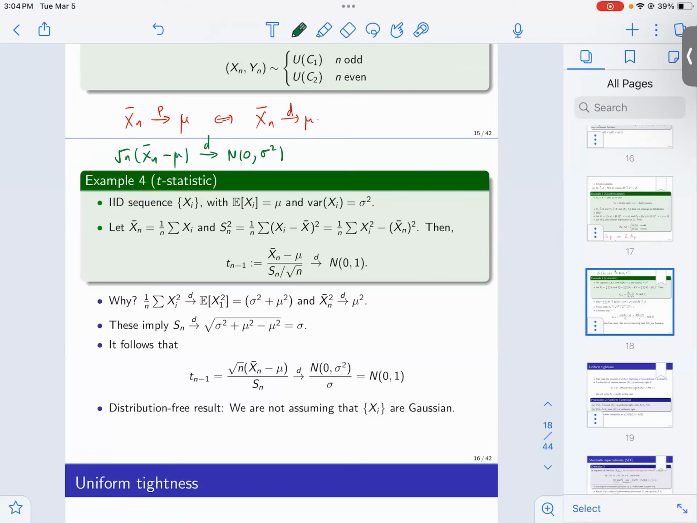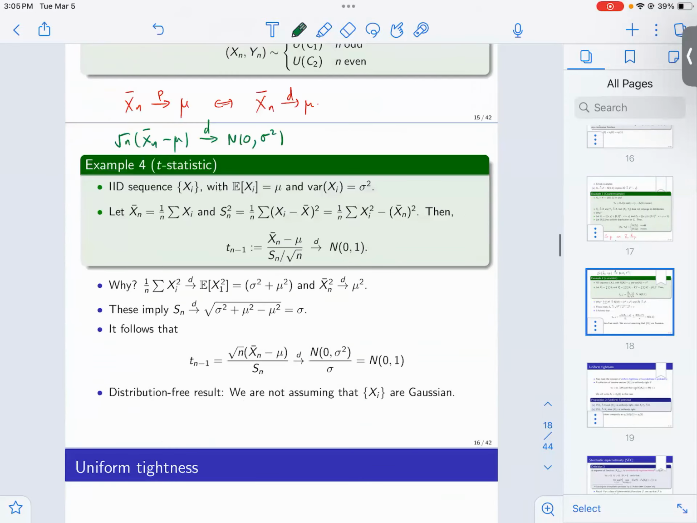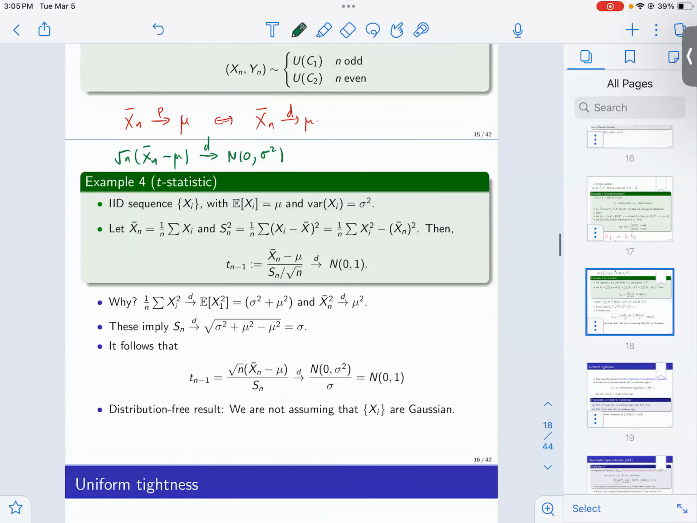Now we have the sample variance, which is 1 over n, summation over i from 1 to n, of (Xi minus X̄n) squared. Sometimes you write it as 1 over n minus 1, but since we're worrying about asymptotics, it doesn't matter which way you go. So I have this sample variance.